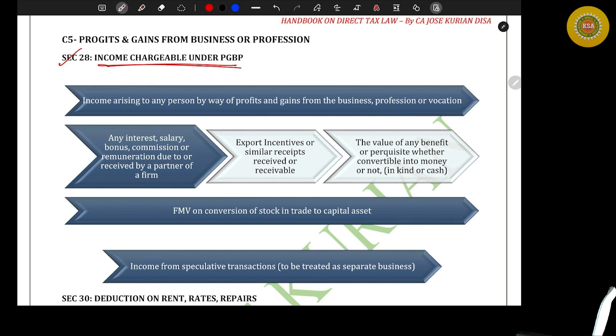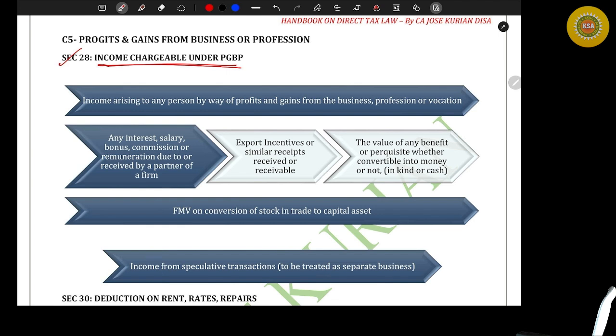Coming back to the point, income arising to a person by way of profits and gains from business or profession or any vocation will be taxable under PGBP. Now friends, listen. Along with this, there are certain other items that have to be taxed under PGBP. Apart from your direct business or professional income, there are some other items that should be mandatorily taxed under PGBP.